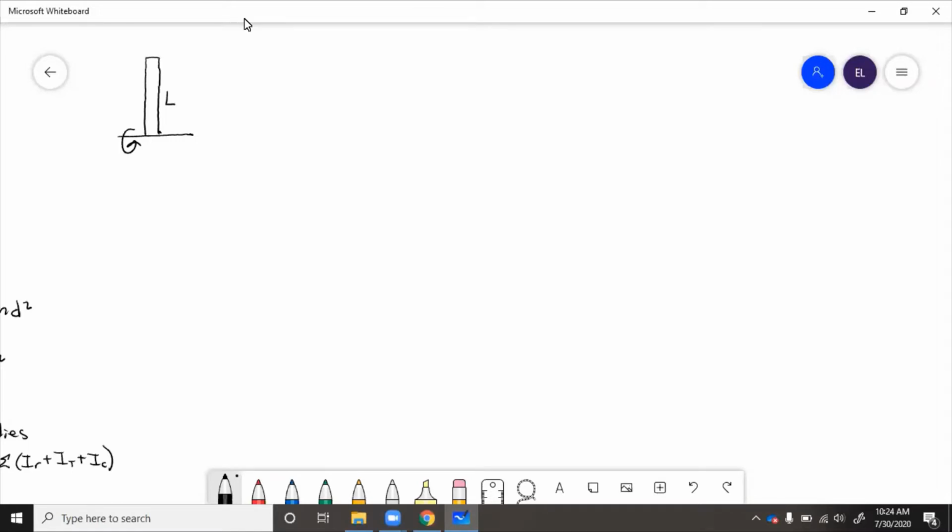Then we need to know the mass. So, given mass and length of the rod, find, say this axis is A, I around A, using two different methods.